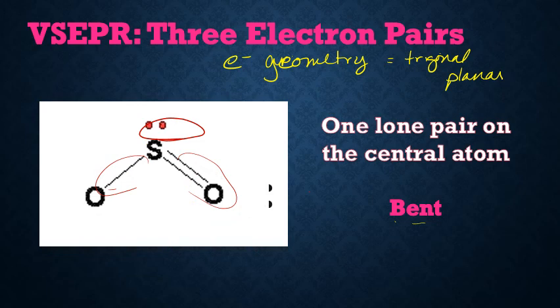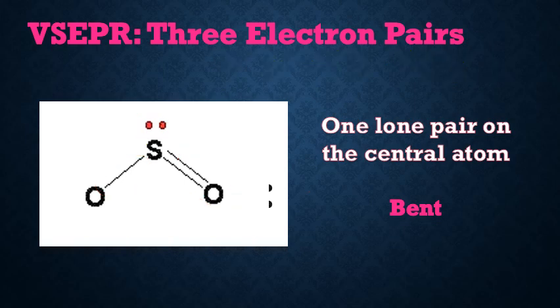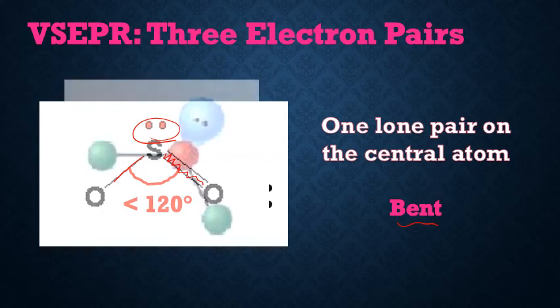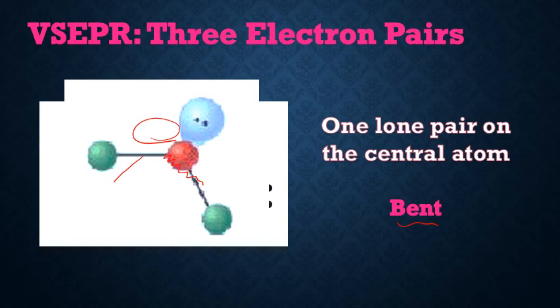This is another good example. Sulfur has 2 things that are bonded, 1 lone pair. So taking a look at sulfur, sulfur has 3 things around it. I count this as 1, and I count this as 1. So that's 3 things on the central atom. The electron arrangement is trigonal planar, but the molecule itself is bent with a bond angle of less than 120. Another example is this one: 3 things on the central atom with 1 lone pair.